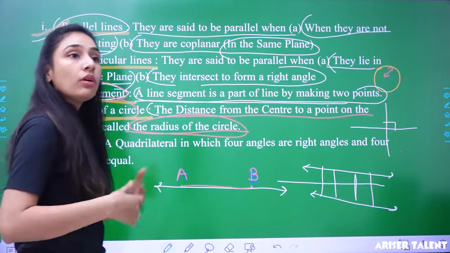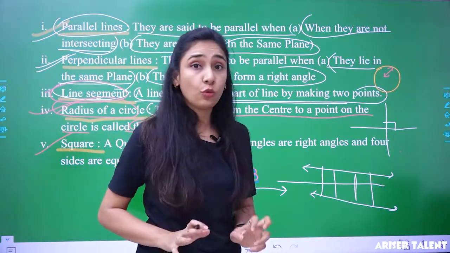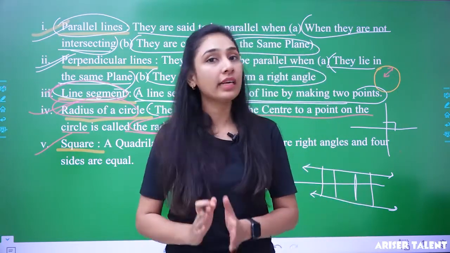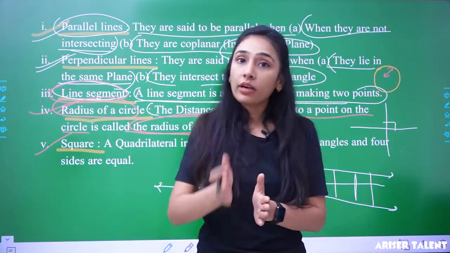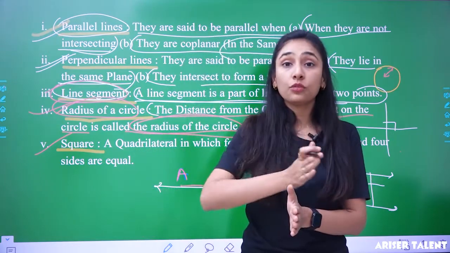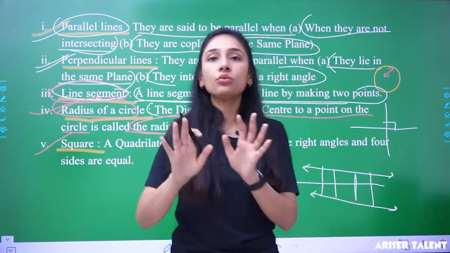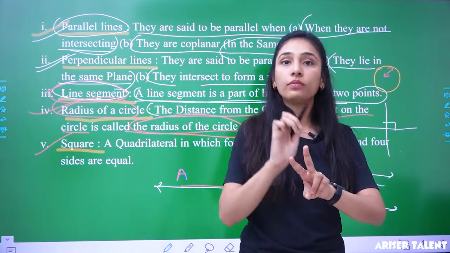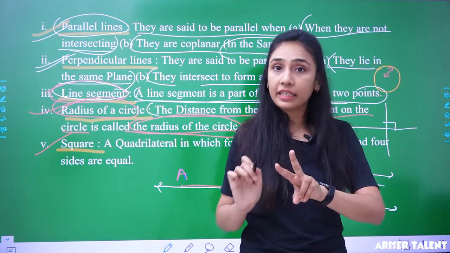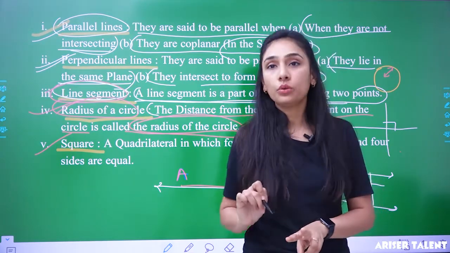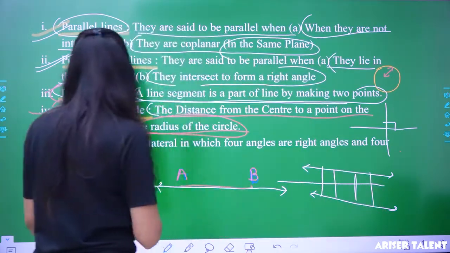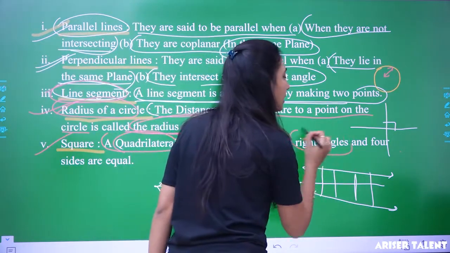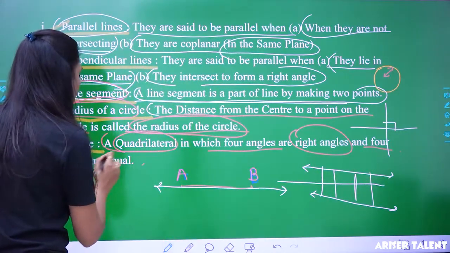Then the square. What is a square? A square basically has 4 sides, which means it's a quadrilateral. A polygon having 4 sides is a quadrilateral. In this quadrilateral specifically, first, all 4 angles are equal to 90 degrees. Second, all the sides of this quadrilateral, which are at 90 degrees to each other, are also equal to each other. So 2 things are there. A square is a quadrilateral in which 4 angles are right angles and 4 sides are equal.